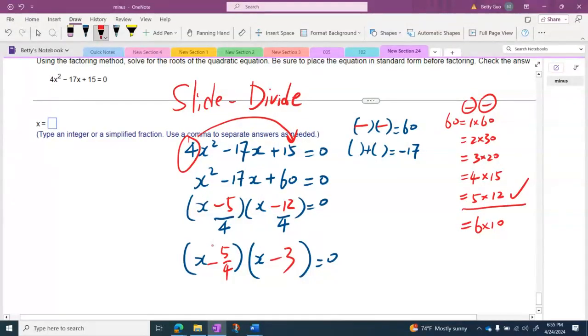That's it. We're not done yet. I mean, slide divide, we are done with those two steps. And what are the solutions? The solutions are the opposite of this number and the opposite of this number. So you're going to enter 5/4, comma 3.